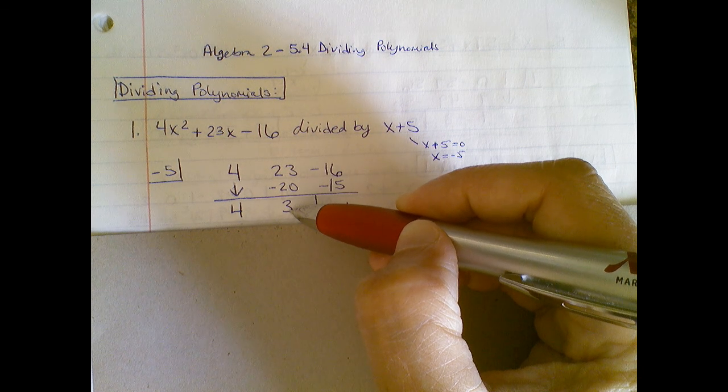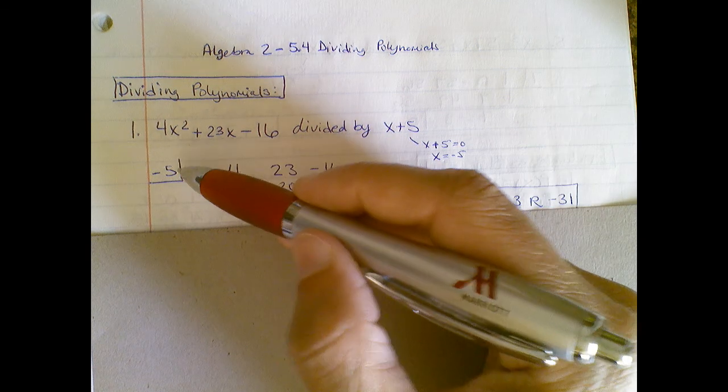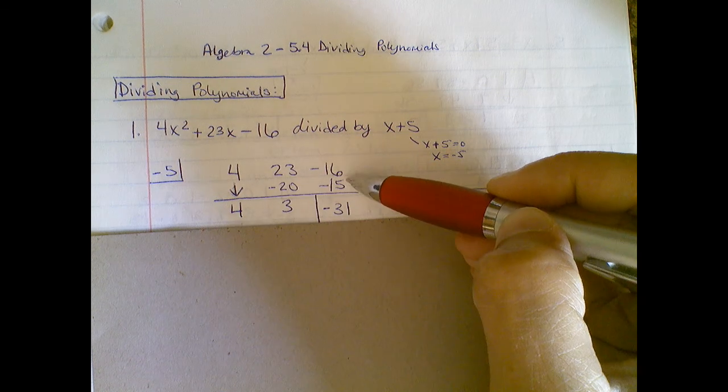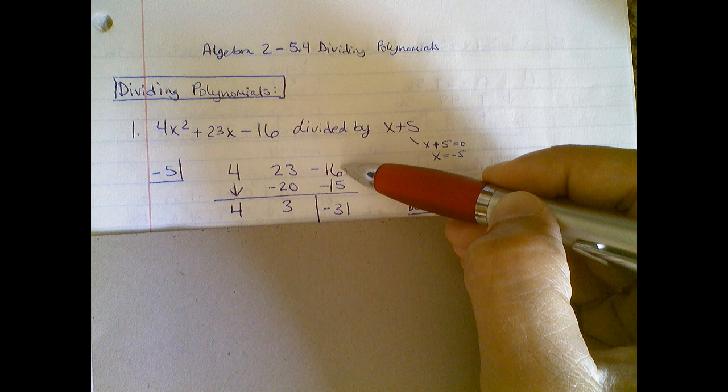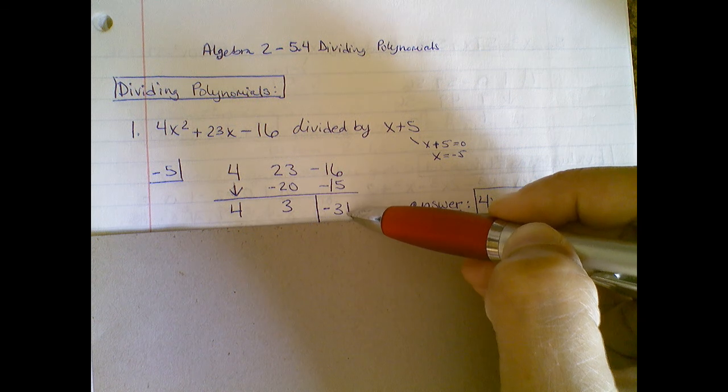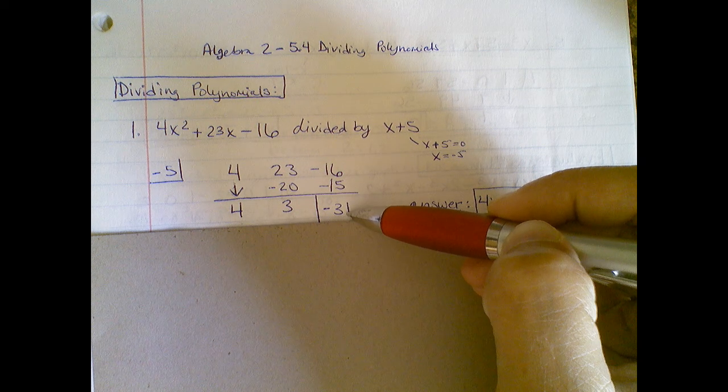So we add our columns, we multiply our diagonals. So negative 5 times 3 is negative 15. And then we add our columns. So negative 16 plus negative 15, we get negative 31. Then from here we have our answer.